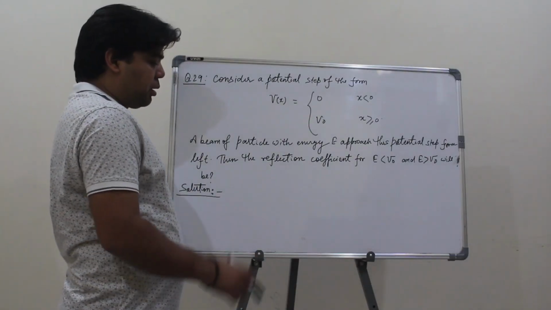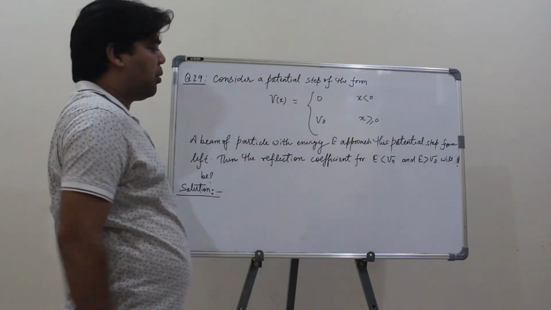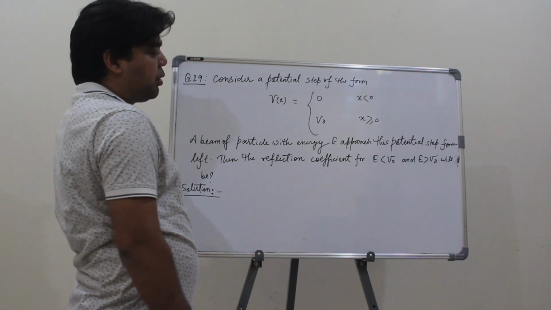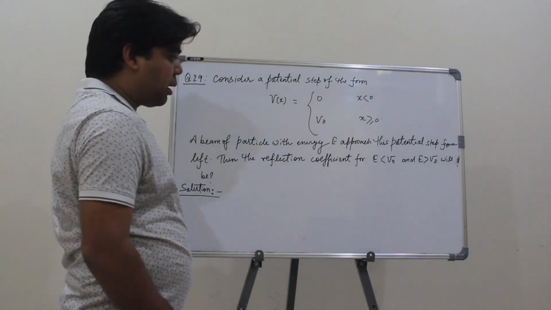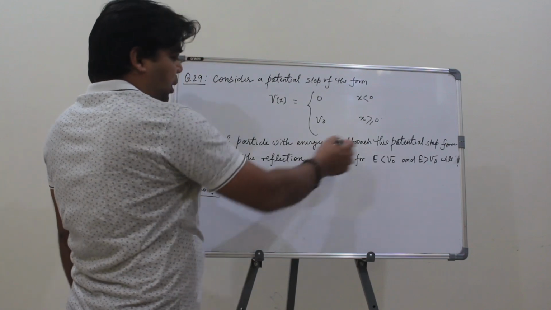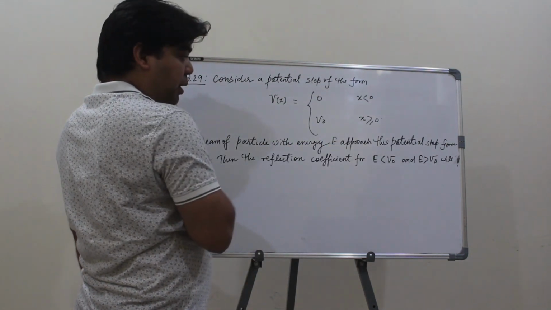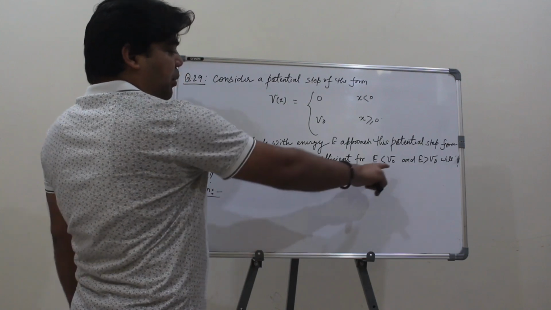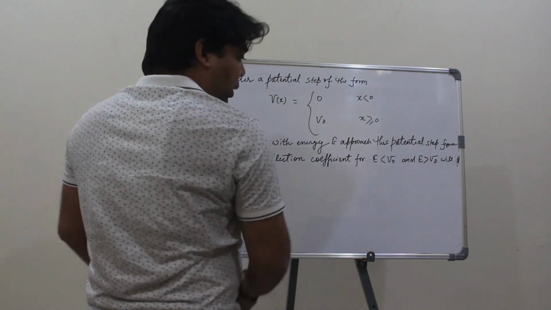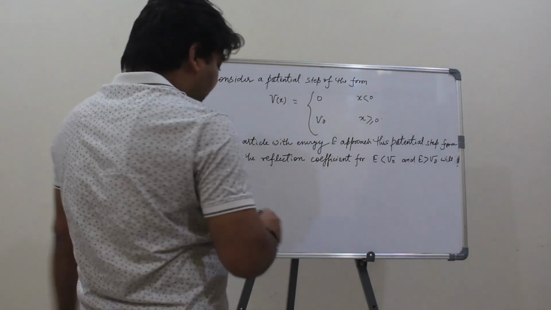So now let us discuss this problem number 29, which says: consider a potential step of the form V(x) equals 0 for x less than 0 and V0 for x greater than or equal to 0. A beam of particles with energy E approaches this potential step from the left. Then the reflection coefficient for E less than V naught and E greater than V naught will be what? So let us try to understand the reflection coefficient.